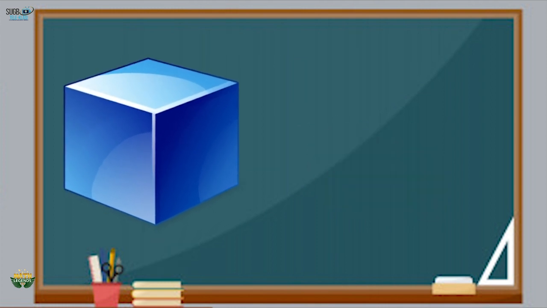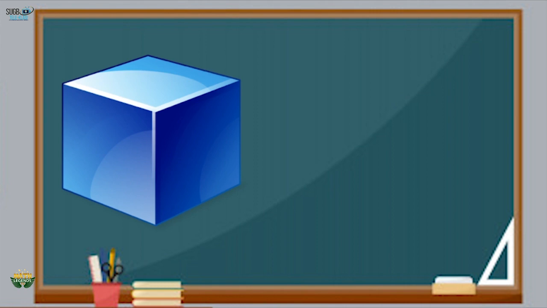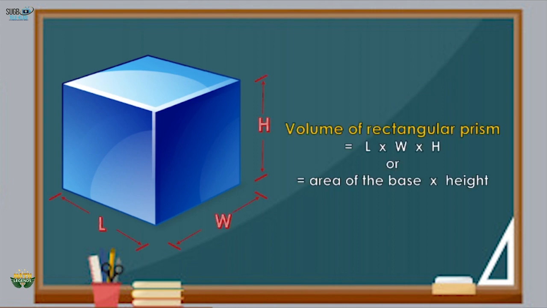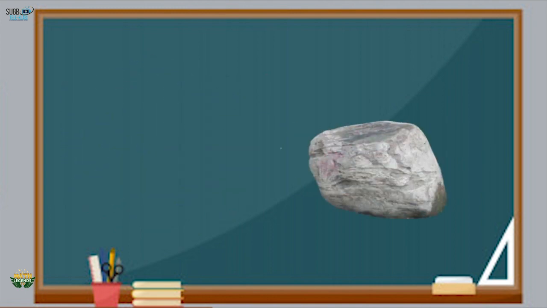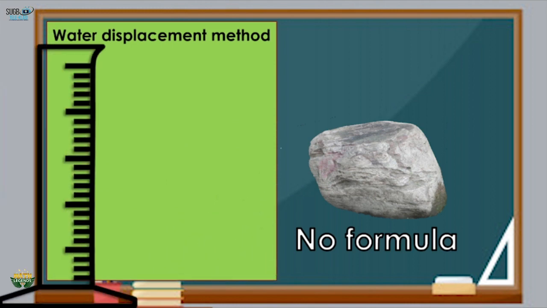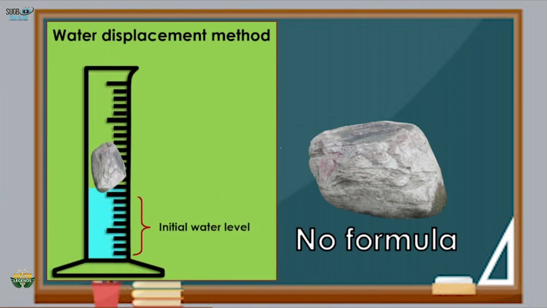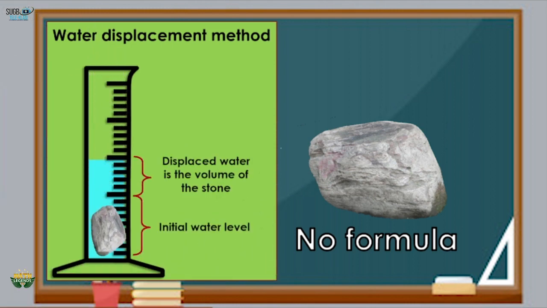Regular solids, such as the rectangular prism, have fixed geometric shape, where a formula can be developed. Irregular solids have no fixed geometric shape. Hence, a standard formula can't be made. Water displacement is a technique used in your science class, which I will leave to your science class to explain.